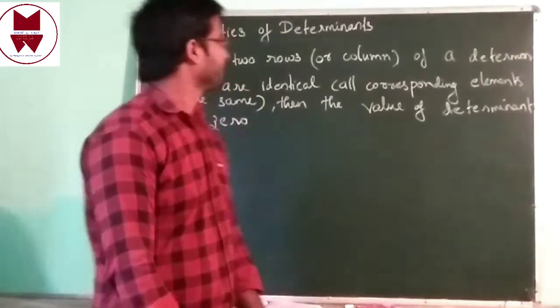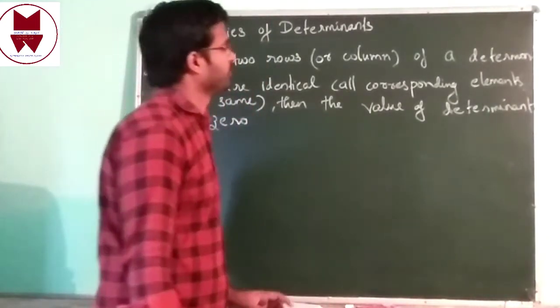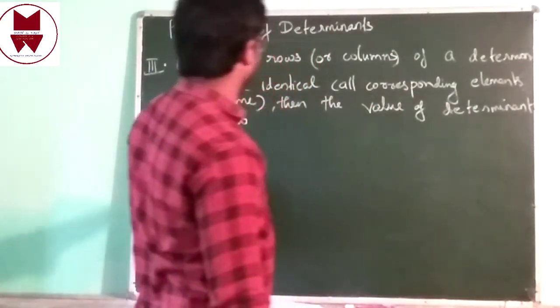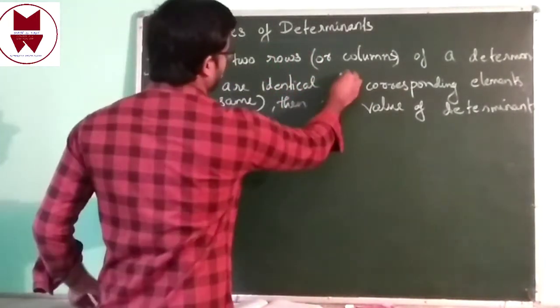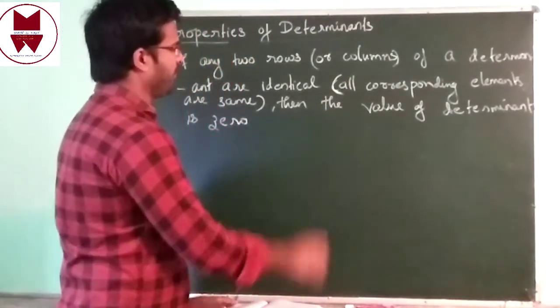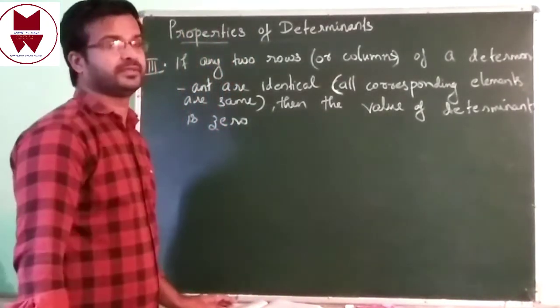Property number 3. If any two rows or columns of a determinant are identical, all corresponding elements are the same, then the value of the determinant is 0.